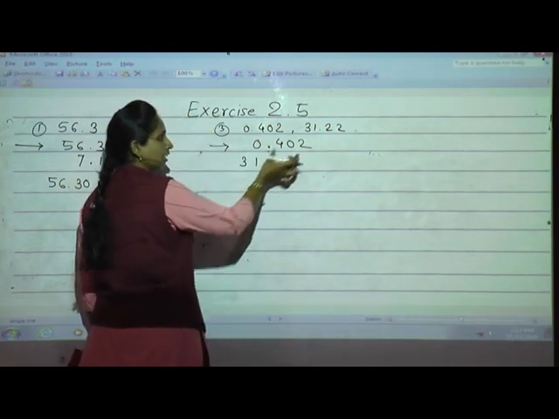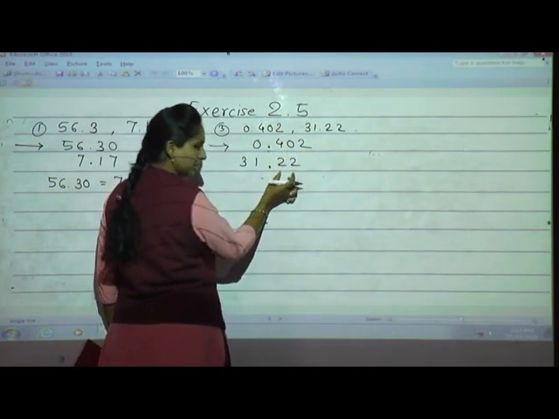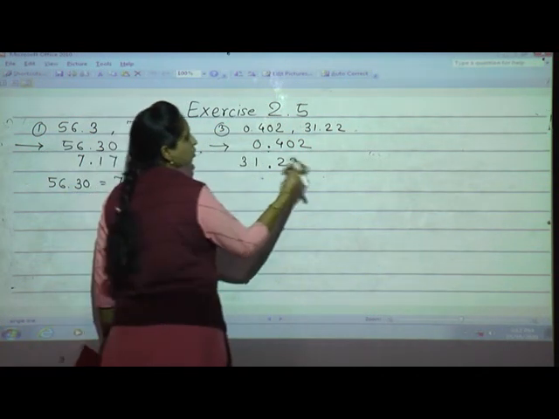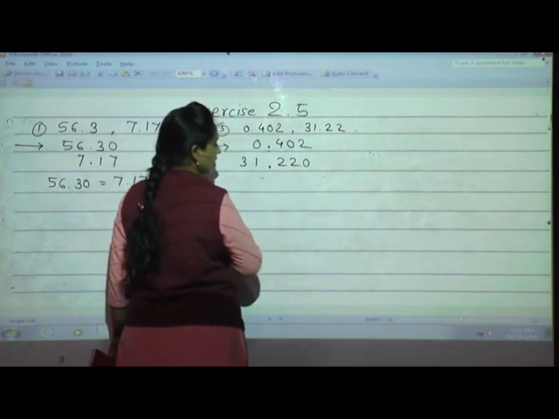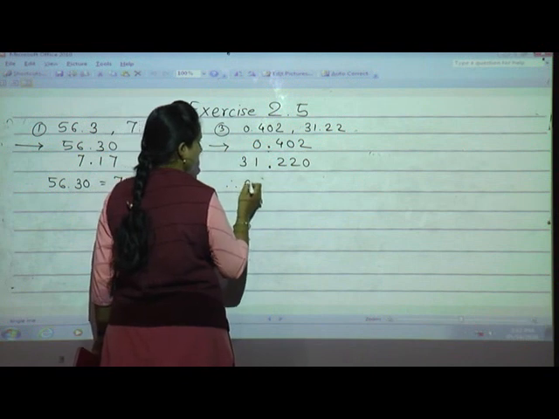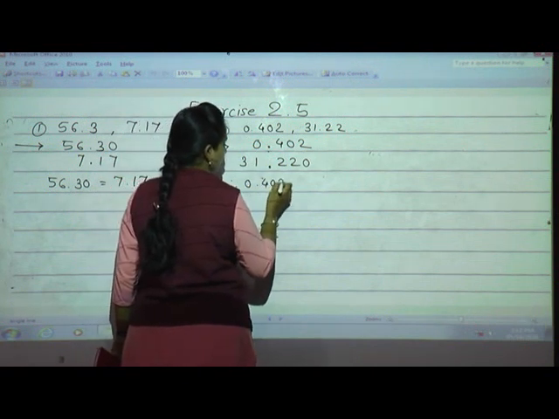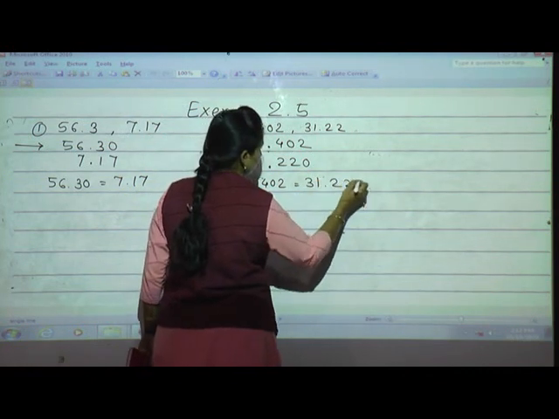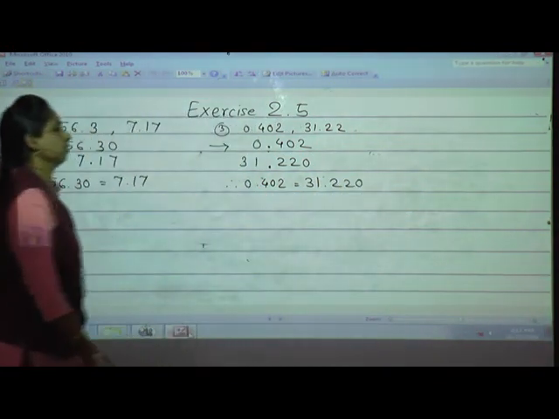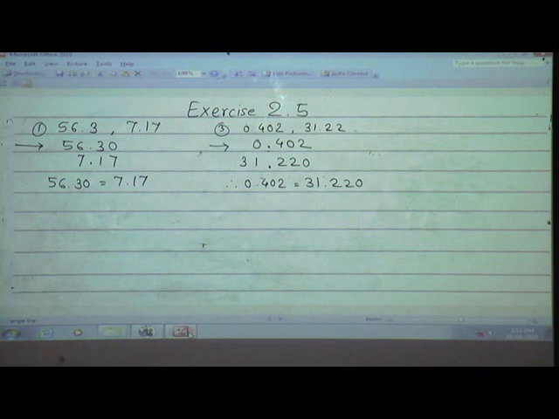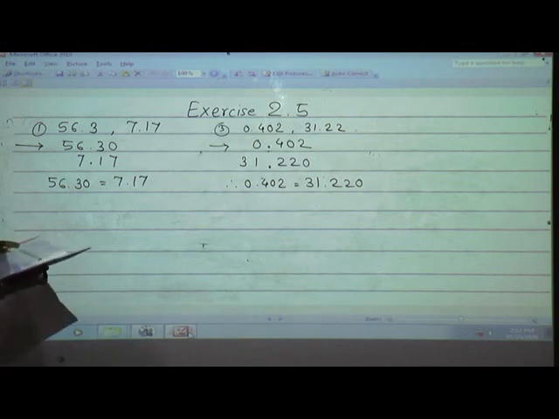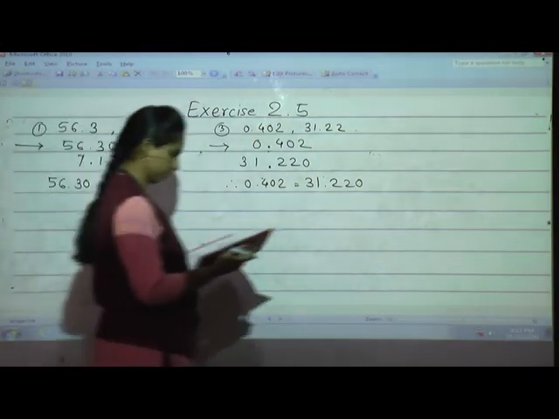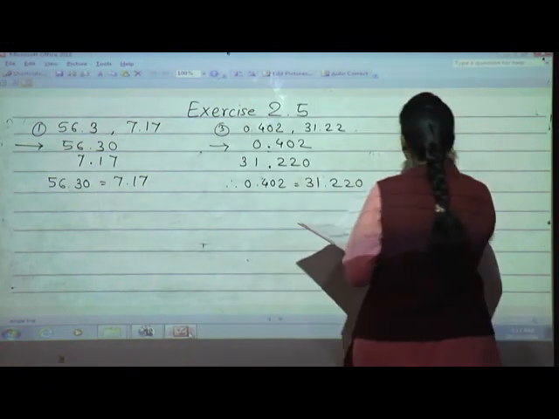Okay. Now here 3 decimal places are there and here 2 decimal places. So we have to add one 0 and write once again 0.402 equivalent to 31.220. Now both the numbers are converted into like decimals, isn't it? Yes. Now next I'll solve the fifth one for you. What is the fifth one?